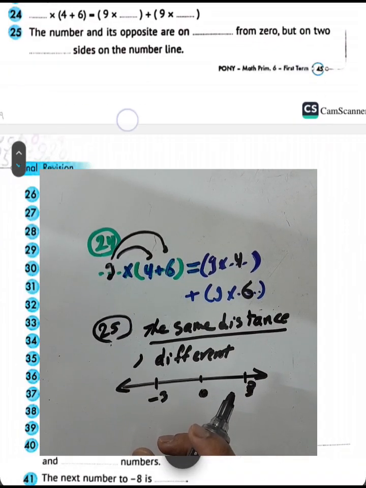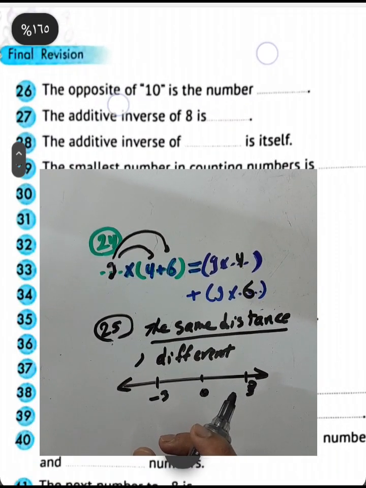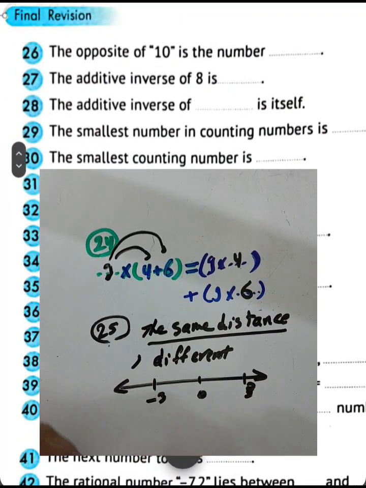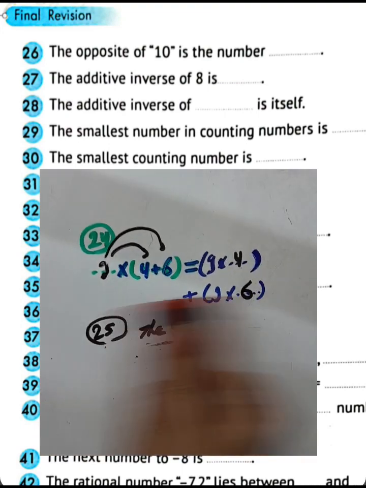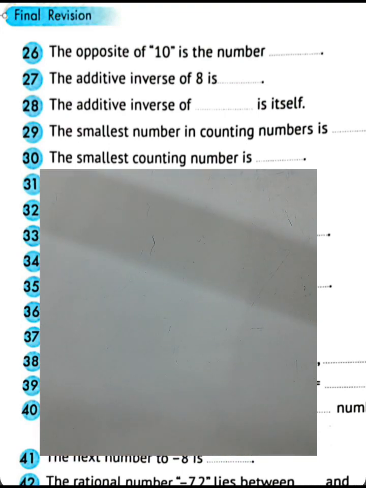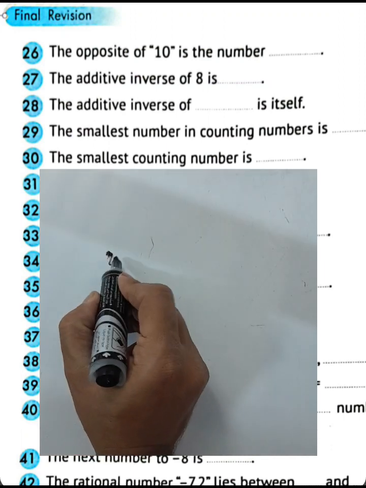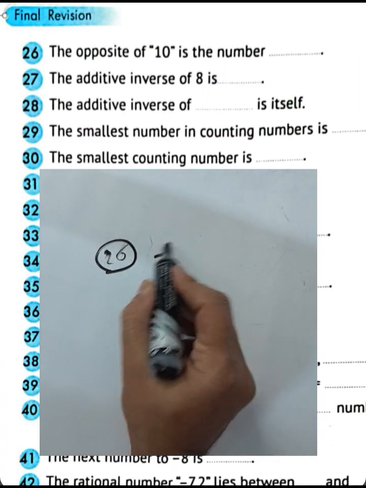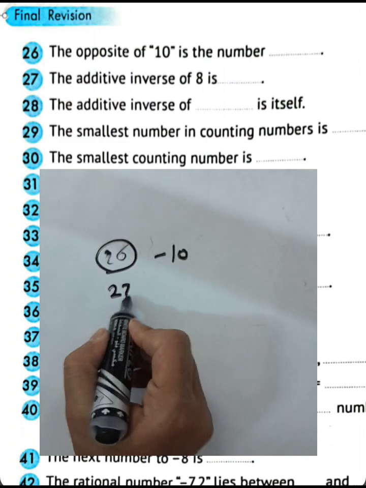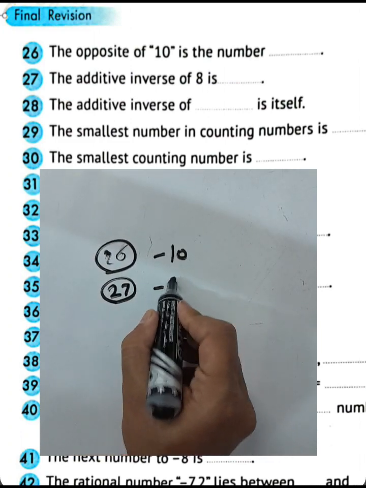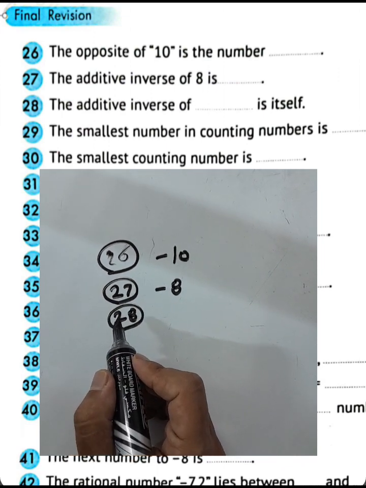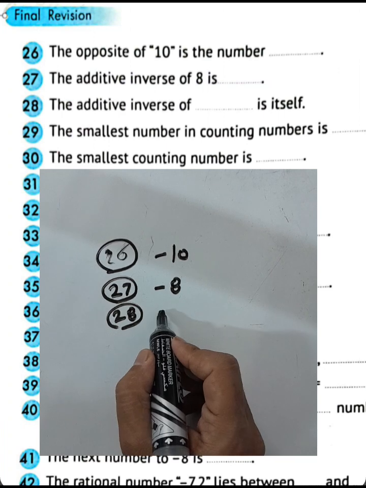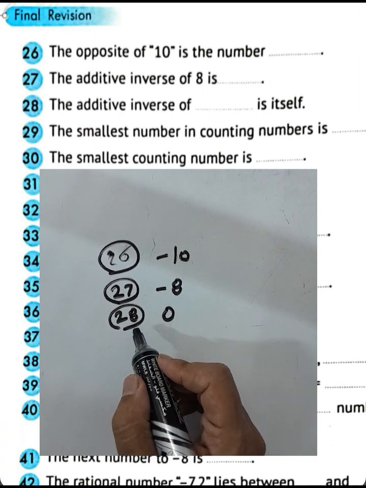Next, question 26. The opposite of 10 will be -10. It is the additive inverse of the number; change the sign and it will be -10. Question 27. The additive inverse of 8 will be -8. Question 28. The additive inverse of 0 is itself.